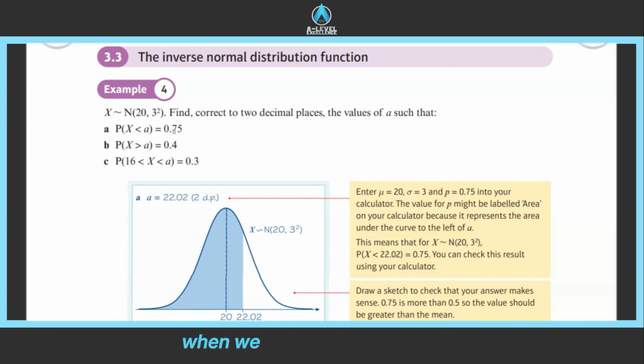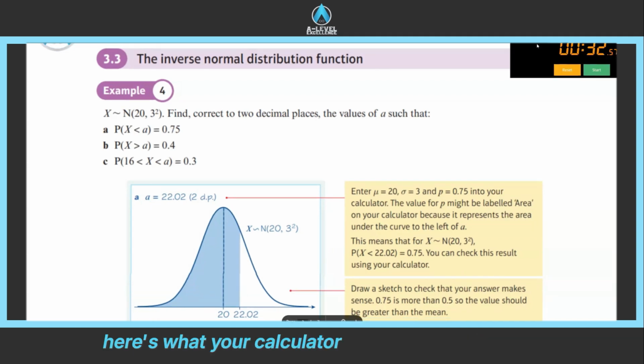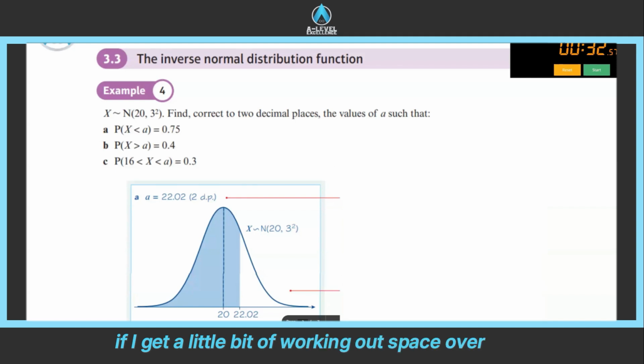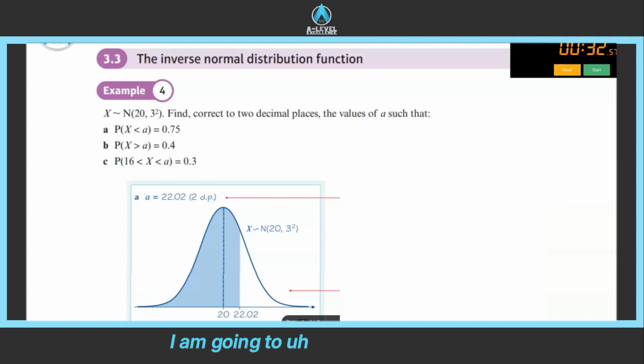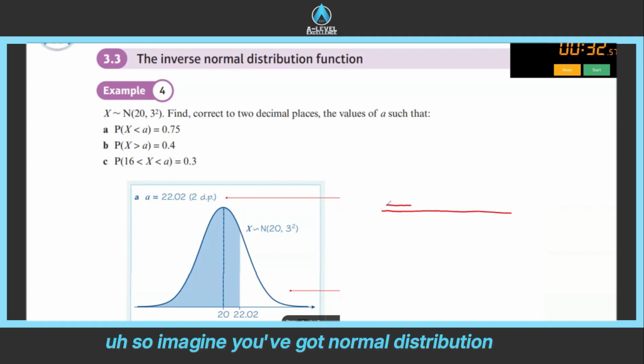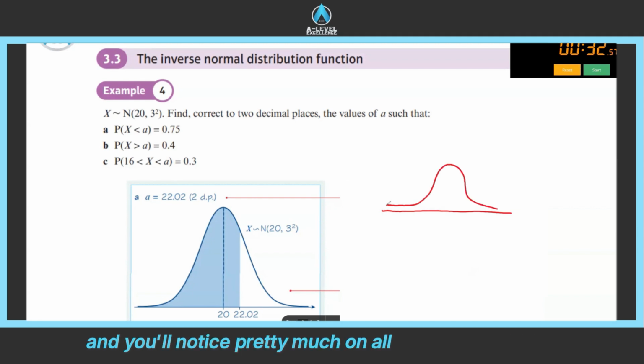This will make a bit more sense when we look at these diagrams and when we type it in our calculators. So let's go through this first one together. Here's what your calculator is basically doing. I'll try and draw this out on a separate diagram because, like I said, I really do want to make sure we're all on the same page for this. If I get a little bit of working out space over here, I am going to draw this out. So imagine you've got a normal distribution. And you'll notice pretty much on all of these questions, I draw a graph out because for me personally, it helps loads. Here's what's going on.